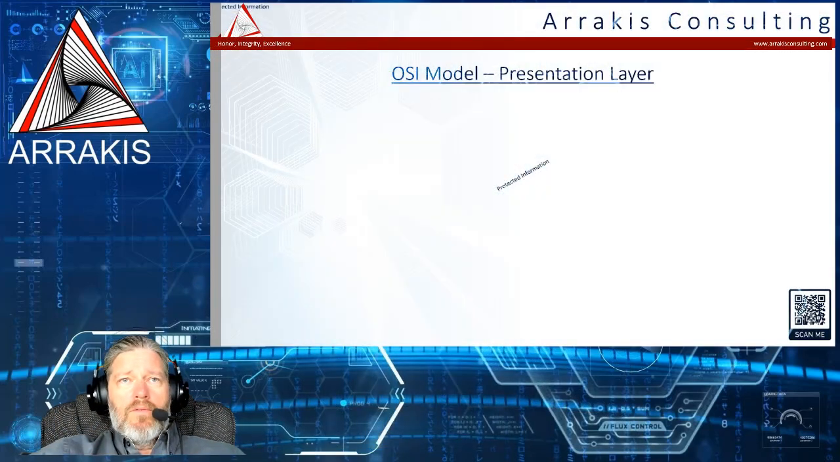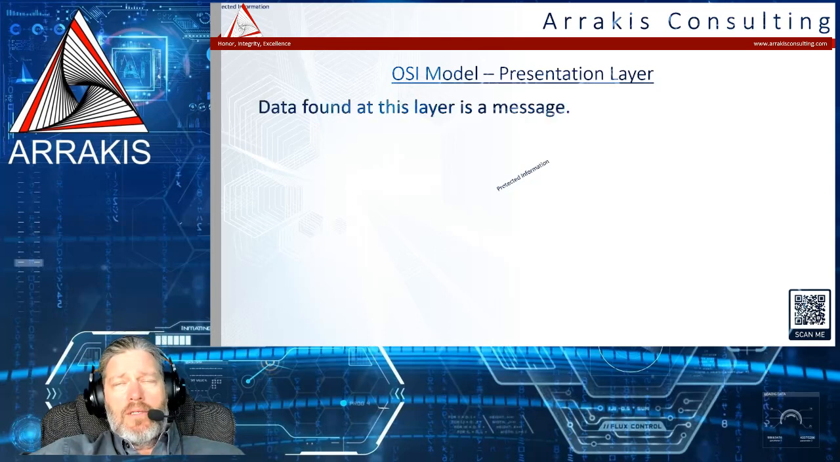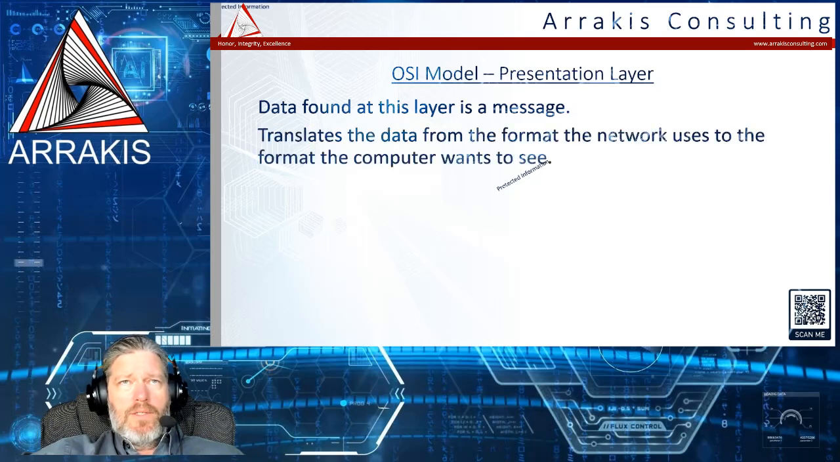So first thing about the presentation layer is the data found at the presentation layer is called a message. I've said this repeatedly in other videos, but we have ones and zeros, which are bits at the physical layer. Then those are chunked together at the data link layer, and they're called frames, and so on and so forth. So this process kind of happens on the way up. And again, the data found at the presentation layer is a message.